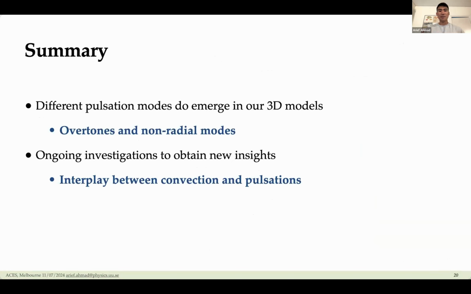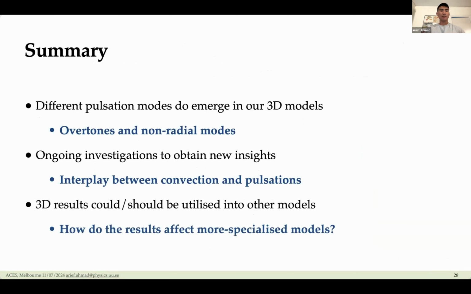But the interplay between convection and pulsations, of course, complicates the picture considerably, but we have some ideas on what to pursue. And the 3D results, of course, could or should be used in other models to see how a more natural treatment of convection can differ in terms of what it says about other predicted properties of stars, AGB stars.